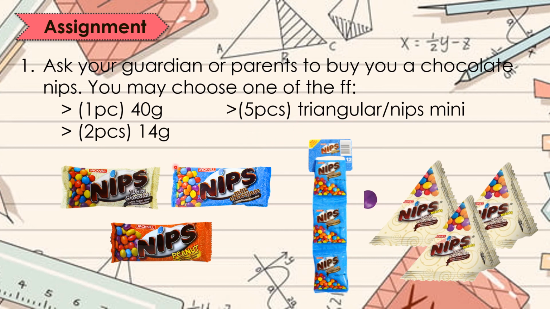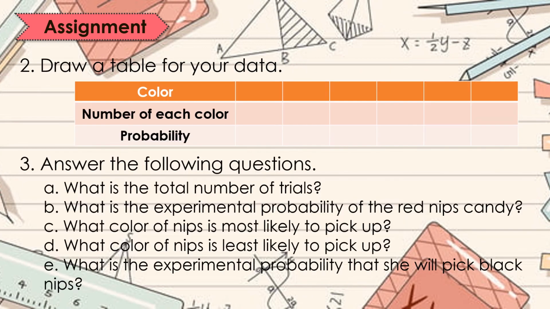So, kapag ito 40 grams, isa lang. Kapag itong 14 grams, dalawa. Kapag ito namang mini, ang bibilhin ay 5. That is my first instruction. For my second instruction, draw a table for your data.